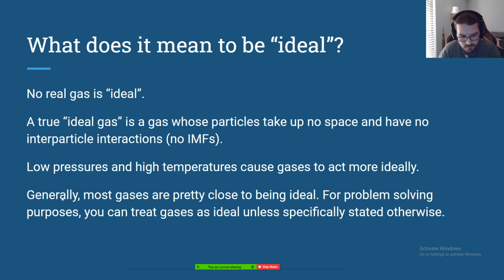Okay, however, most gases are actually pretty close to being ideal. Most gases have very few intermolecular forces. They do usually have some dispersion forces that can come into play, but it's not super significant. And also, a lot of gases, the particles end up being really quite small. So even though no real gas is ideal, for problem solving purposes, you can treat gases as being ideal unless specifically stated otherwise.